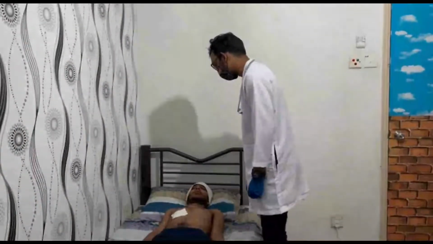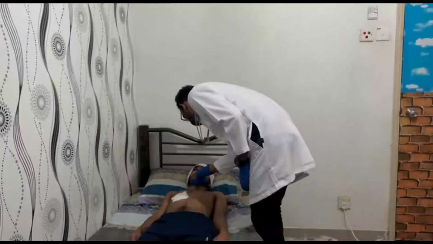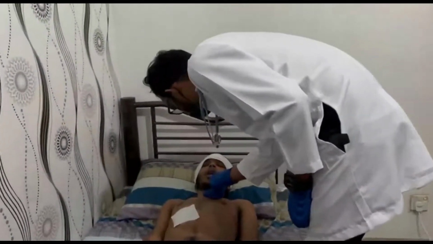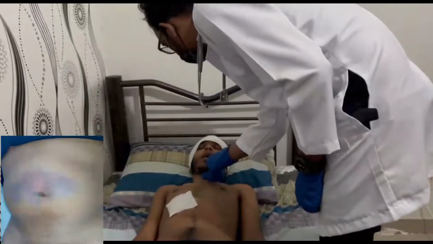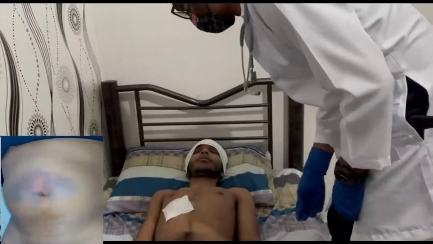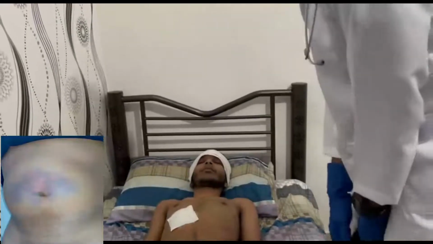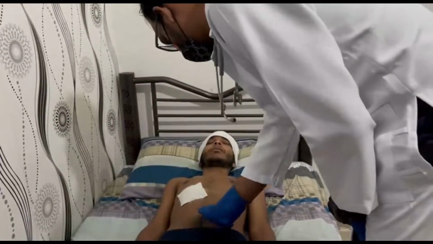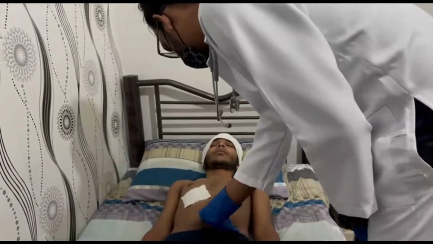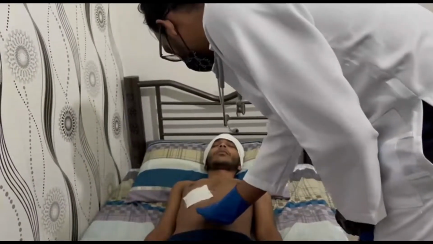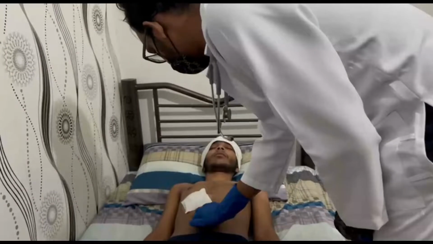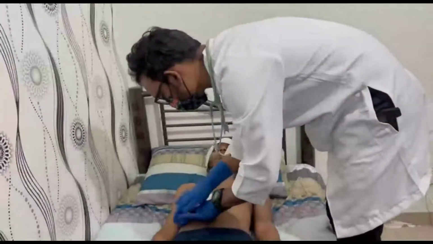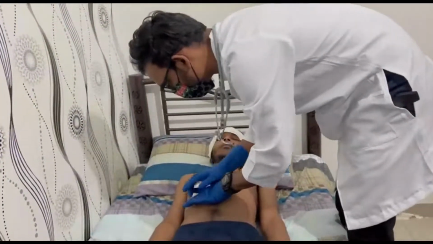Now I'll be doing the general inspection of the GIT system. Upon inspection, we see that the patient has a dry tongue, bruises and scratches on the right hypochondrial region. There are no signs of hernias. I did light superficial palpation since the patient is in pain. Upon percussion, the liver size was not found.